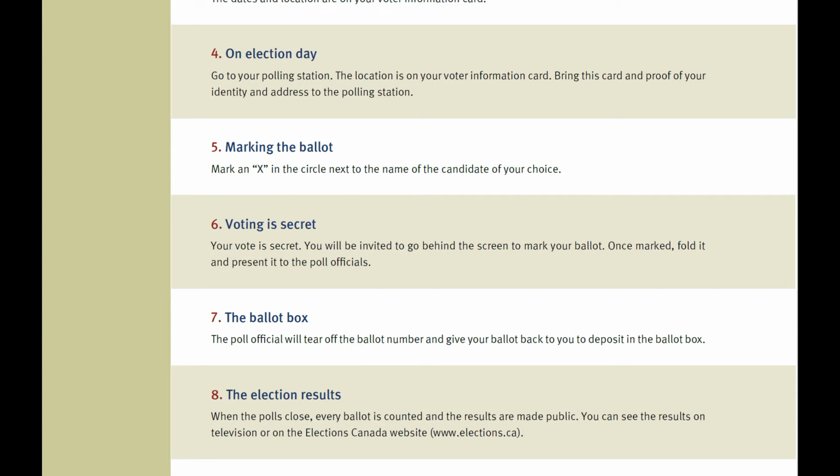When the polls close, every ballot is counted and the results are made public. You can see the results on television or on the Elections Canada website, www.elections.ca.